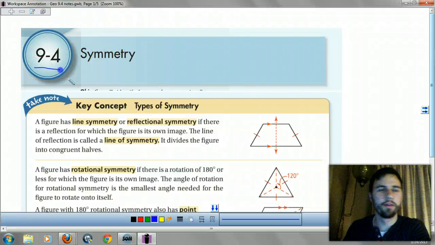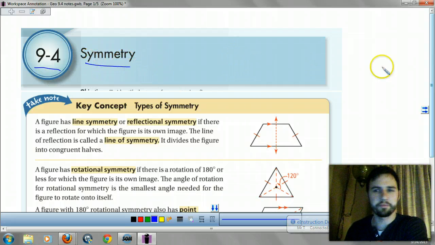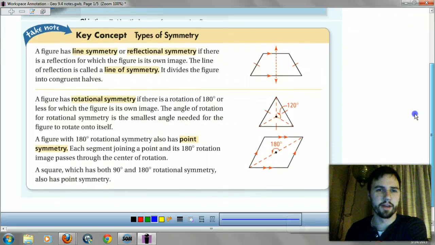We are looking at 9-4. You get me again today, sitting in my corner with this great line I got from a garage sale for $1. Okay, we're going to talk about symmetry. Let's take a look at different types of symmetry.